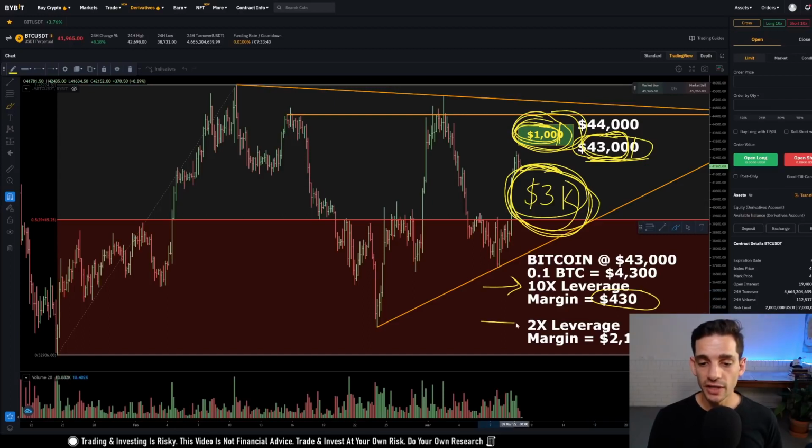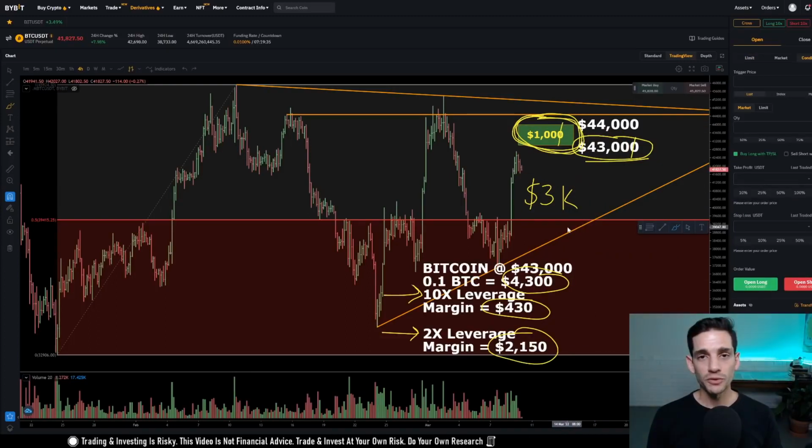I've also got a note here with $3,000 in my account for this hypothetical example. If I was to use 2x leverage, I'd only have to put up half of that 0.1 of a Bitcoin, coming in at $2,150. So in that case, I could still be using my $3,000 account to take this hypothetical trade.